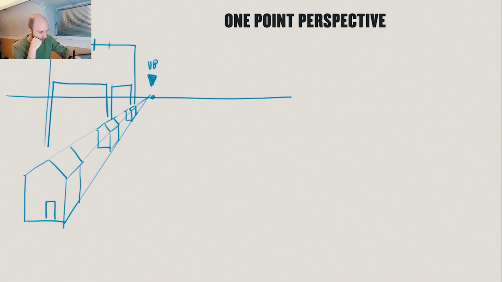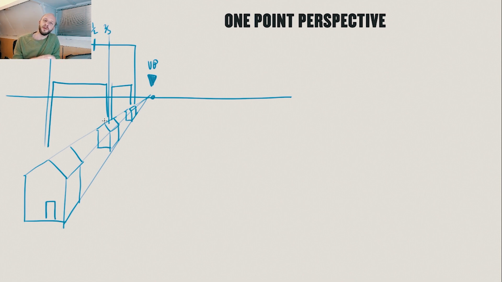So what you'll see is that the middle of this line is actually not where the middle house is, but it's actually on two-thirds, right? And this means that when we place something on two-thirds, then it's actually in the middle in one-point perspective. Something we need to be mindful of to create depth.